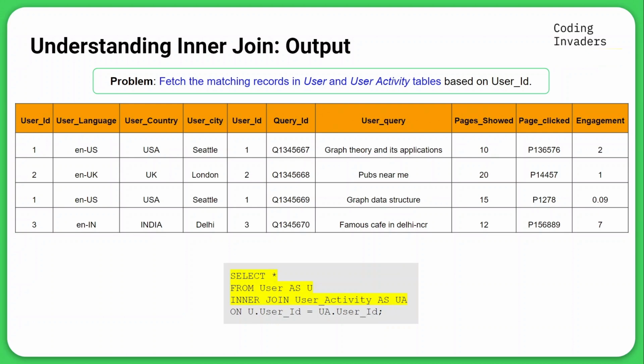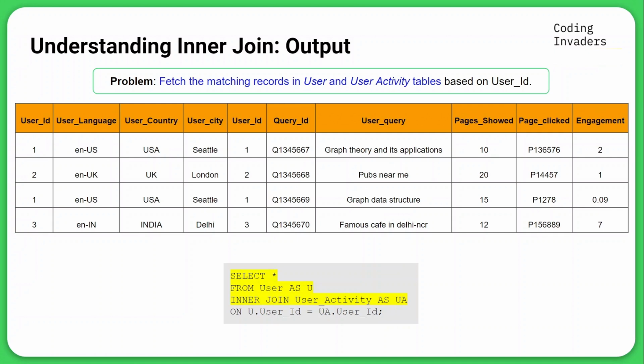Generally, what we follow is that whatever is the first letter or the first three letters of the table are given as the alias name. Over here, it is user, so U. User activity, I'm taking UA. For both the names, I'm taking the first initial of that.